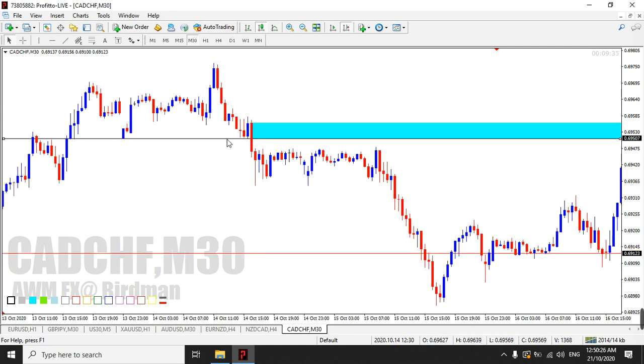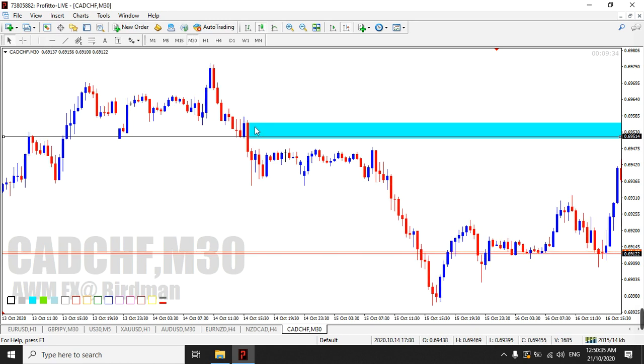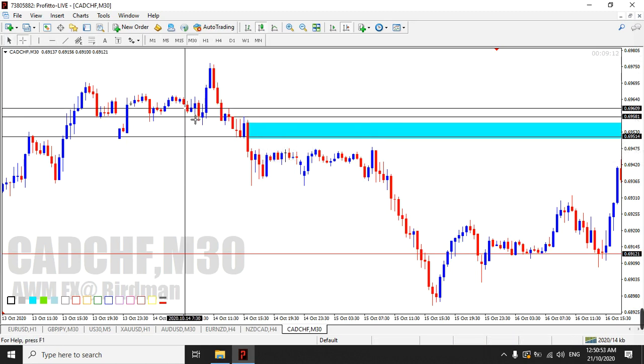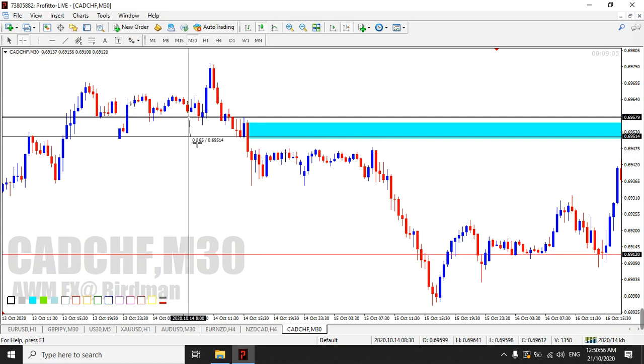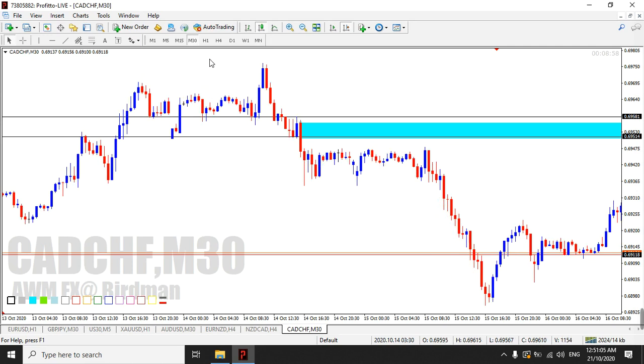So I'll adjust my entry to this area, whereas my stop loss will be around this area. This is what we call a precise entry. The stop loss is around 6 to 7 pips, yes, 6.5 pips. So the stop loss will be 6.5 pips. For an H4, this is very nice.